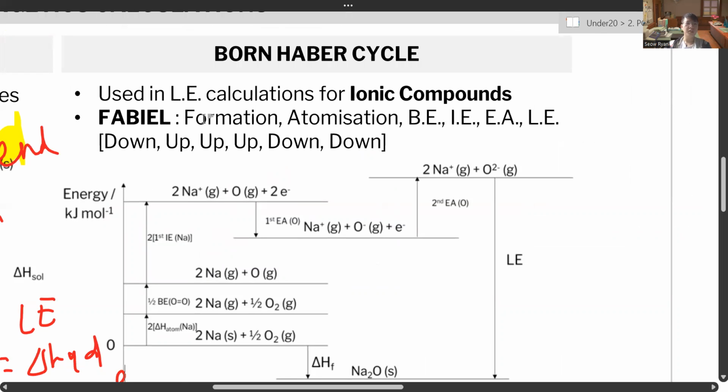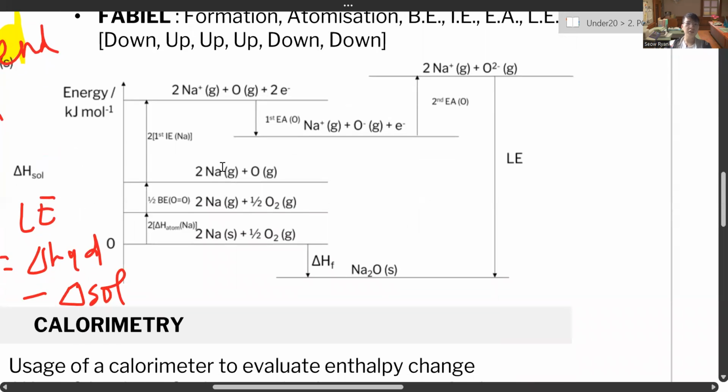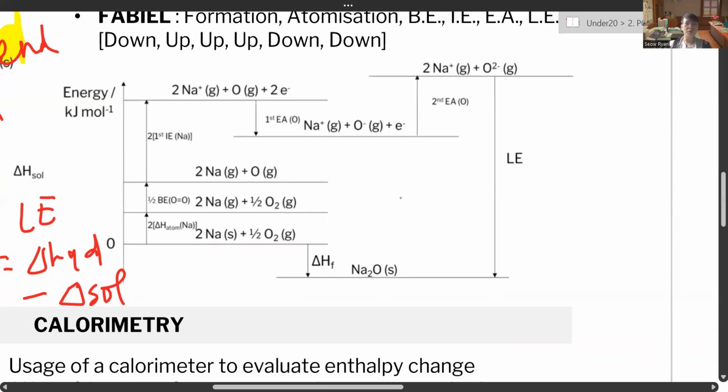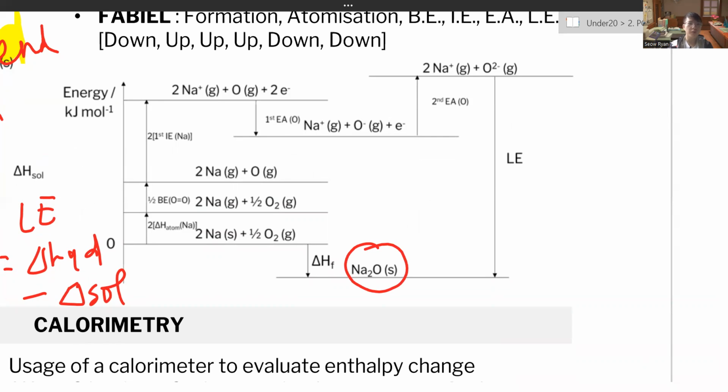And I came up with this called FABIEL, which is formation, atomization, bond energy, ionization energy, electron affinity, and lattice energy. So how this works is based on the definition, right? Let's just start off with the compound, sodium oxide. First, we do formation. Formation goes from the atoms to the compound. And the most important part is this is 0. Don't forget to write the 0 there.